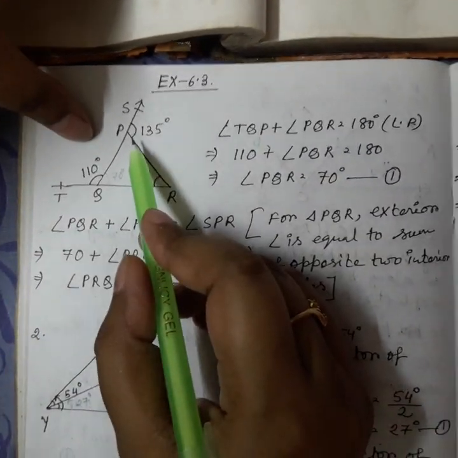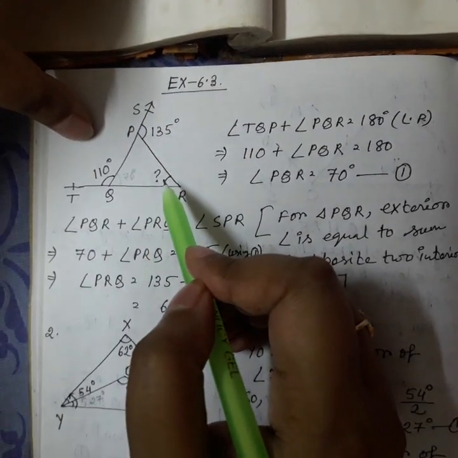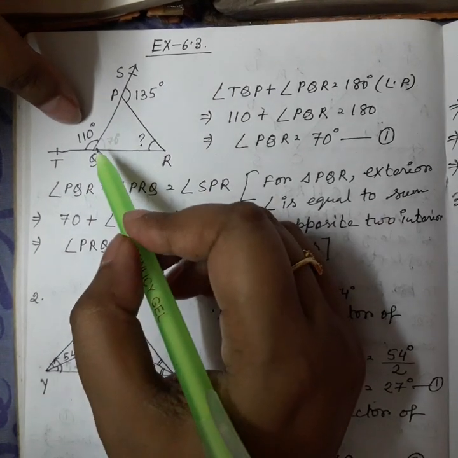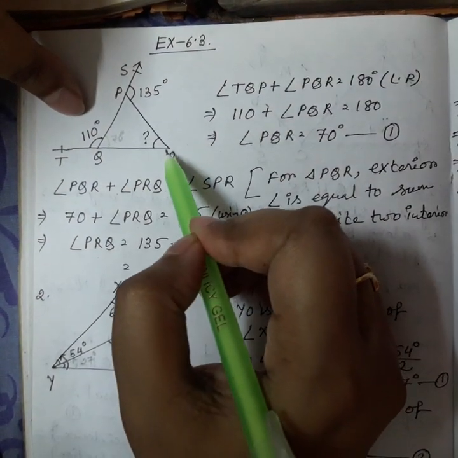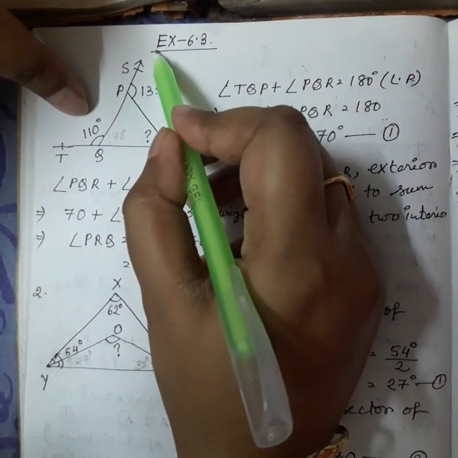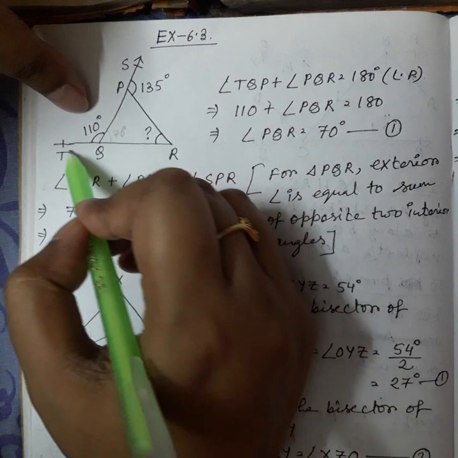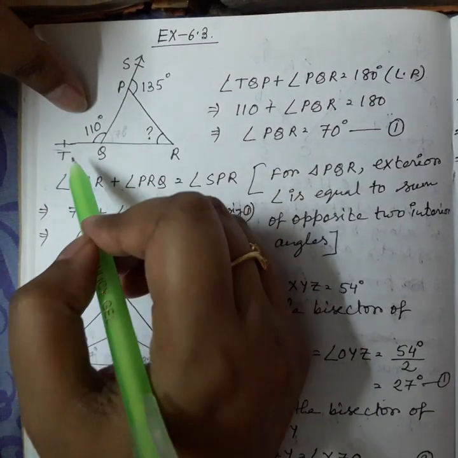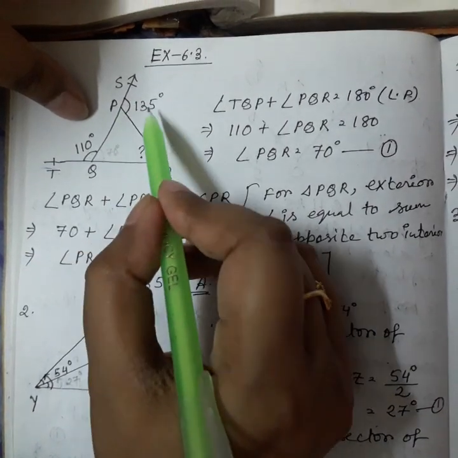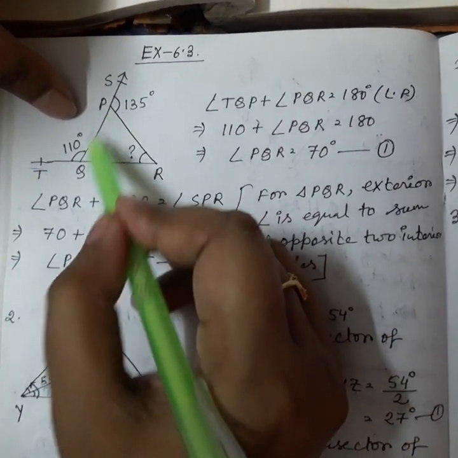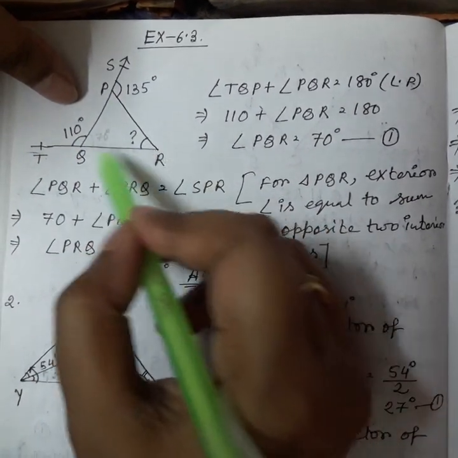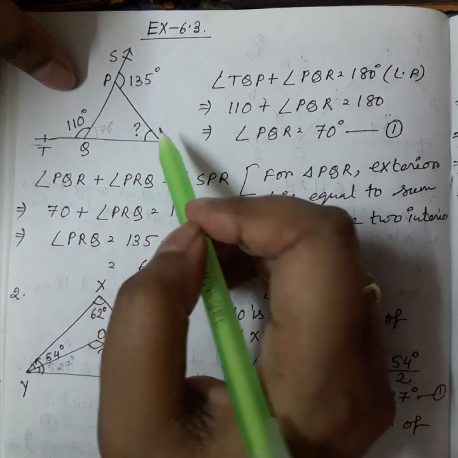The figure 6.39, I have drawn, and in the question it is given that sides QP and RQ are produced. QP is produced on this side and RQ is produced on this side, to S and T. Angle SPR, this angle, is given as 135 degrees. Angle PQT is given as 110 degrees. You have to find PRQ, which I have marked with a question mark.